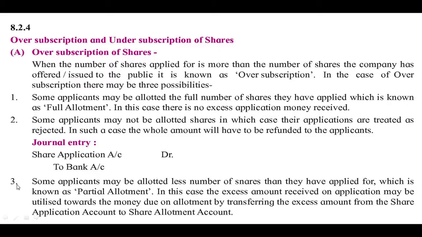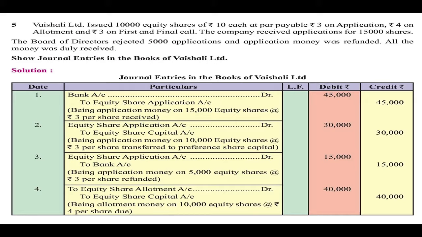Then the third one is the partial allotment. Here the company gives a certain number of shares against the shares applied for. For example, a shareholder has applied for 2,000 shares, but the company wants to allot only 1,000 shares to that shareholder, but he has paid the application money on 2,000 shares. At that time, the excess application money is adjusted with the allotment money. So that we are going to study from the next example which is given here.